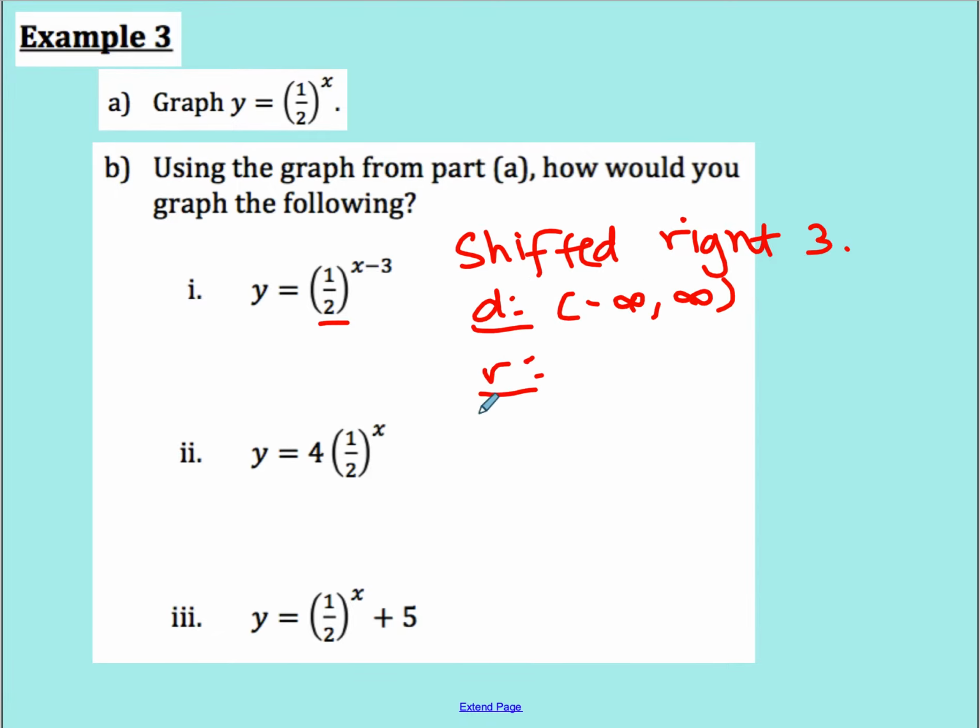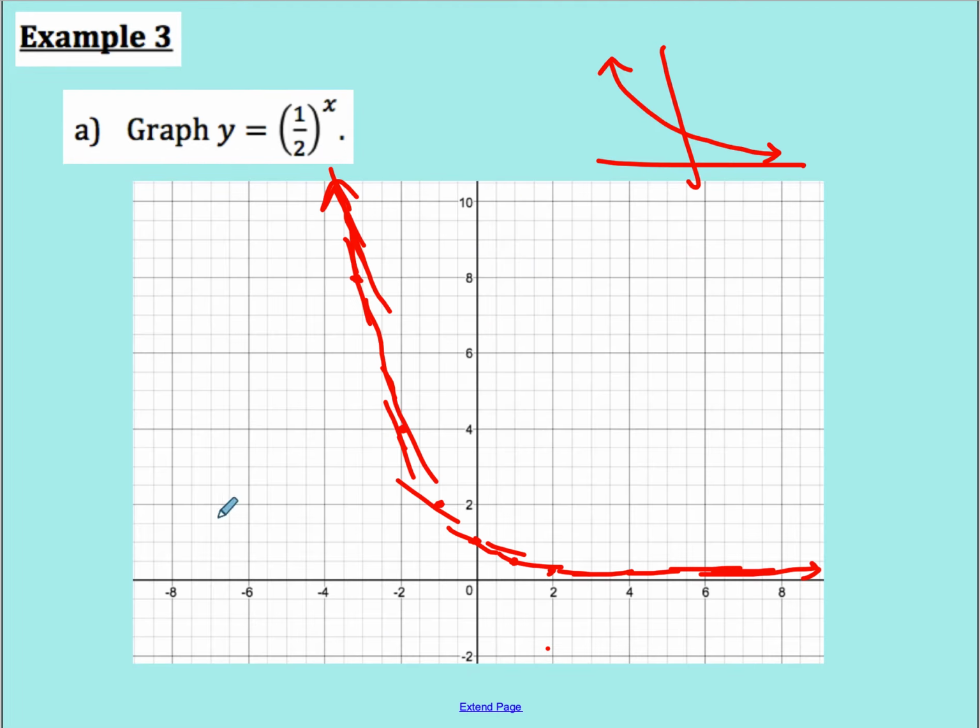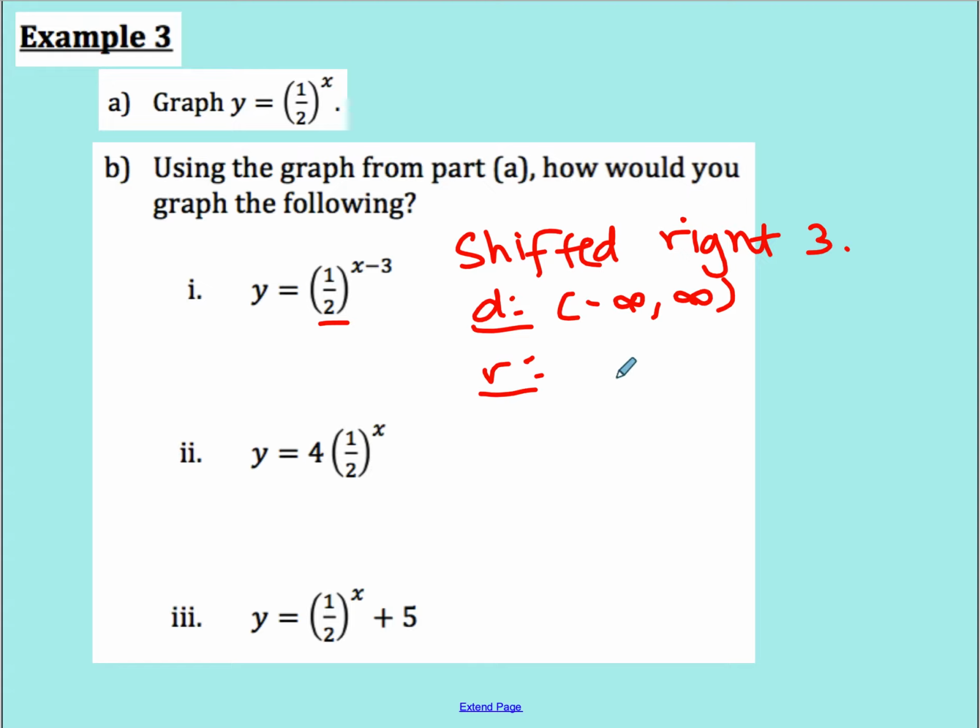Then I would also find my range. If I were to take this function and shift it to the right 3 units, my y values are still going to get really, really close to 0, but never touch, and then go all the way up to infinity. So my range is 0 to infinity, and I cannot be 0. There's an asymptote there.